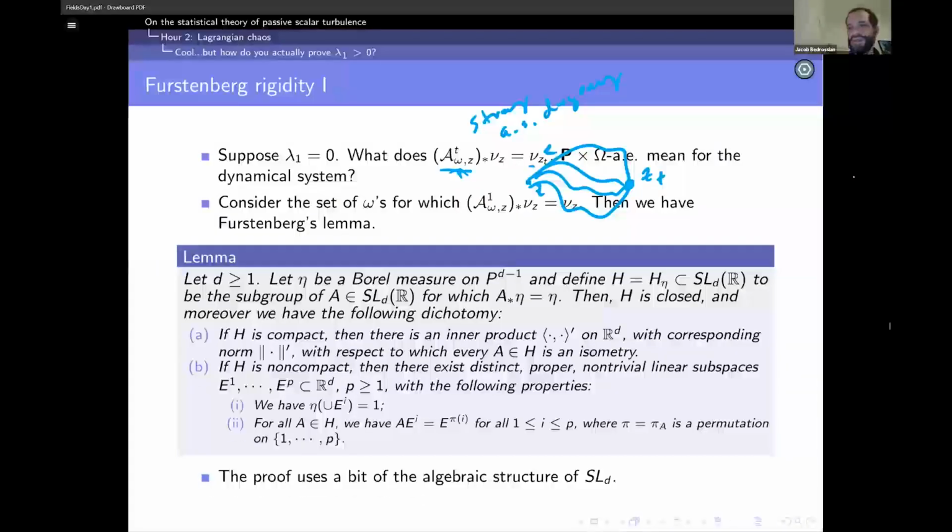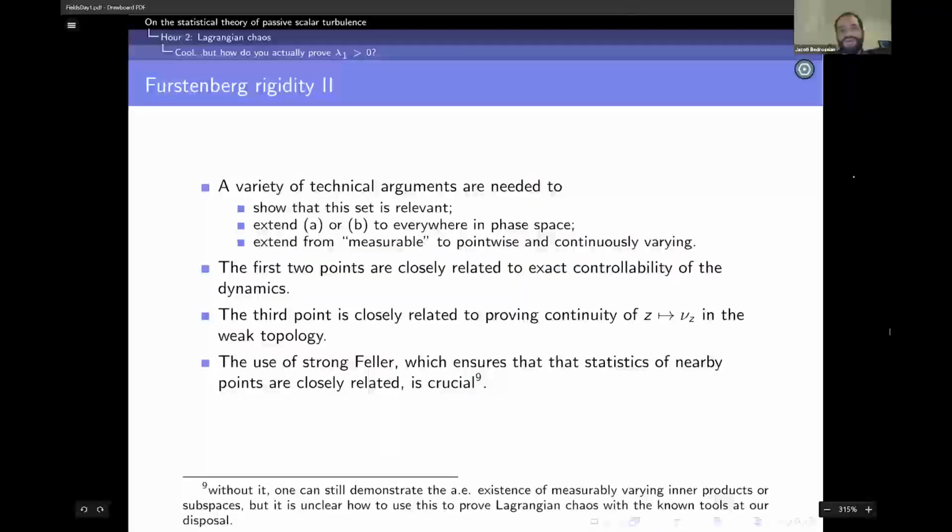If you play around with that a little bit, you get this beautiful lemma, which in this form is actually due to Furstenberg. But this lemma is for basically what happens when zt is equal to z. So you're looking at trajectories that start at z and map back to z. That sounds like a probability zero event. So it's not so obvious to prove that somehow this set is relevant and that you can use this lemma.